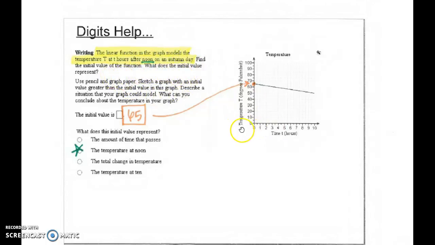So remember, this is the temperature. It's going from 0 on up past 100. And the graph actually starts halfway between 60 and 70, which would be 65. So the initial value, the y-intercept, is 65. Now remember, it said afternoon on an autumn day. So this represents the temperature at noon. And then obviously from there, it's going to continue to drop. So the temperature at noon was 65, and then as you can tell from there, the rate of change is negative. The temperature is going to start to drop.